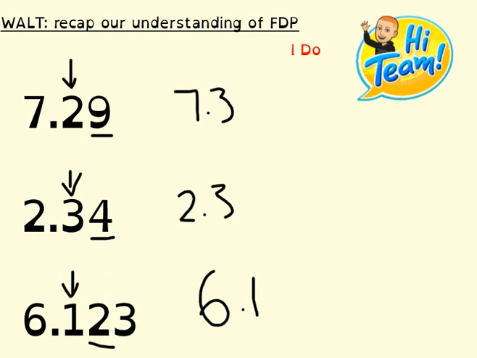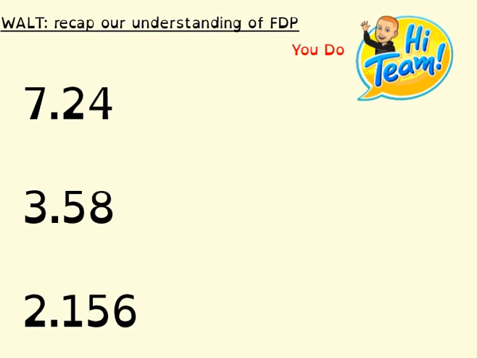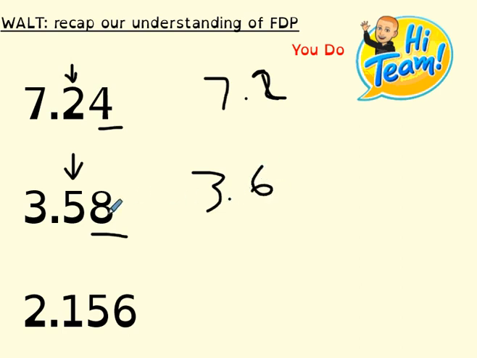Your turn, pause the video, have a go at these three. Number 1, 7.24, I would round to 7.2. 3.58, I would round to 3.6. Round that one up because the digit in my hundredth column is 5 or greater. And I would also round up with this one because I've got a digit 5 or greater again. So it would go to 2.2. So you'll get a rounding question like you did last week again today, rounding to 1 decimal place.